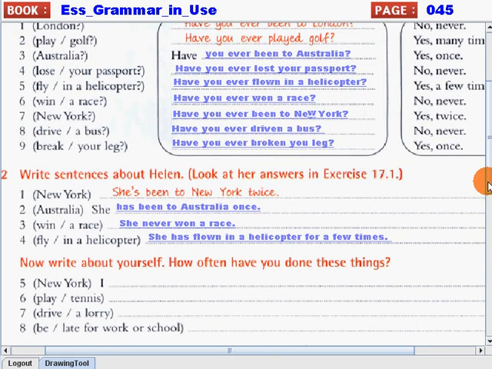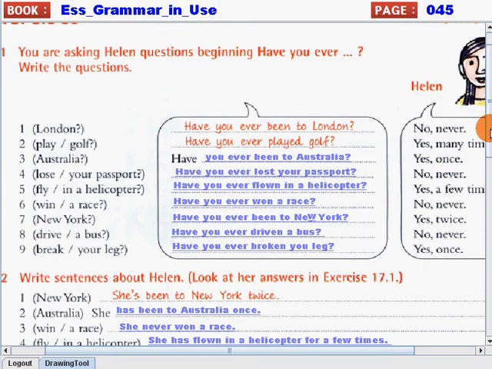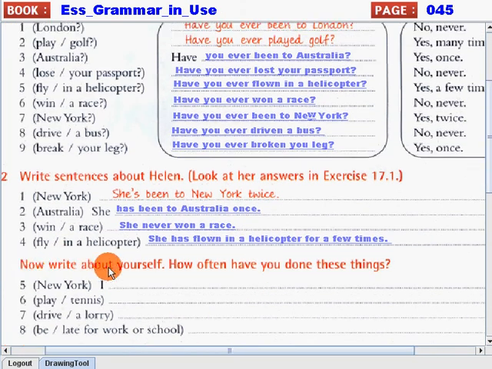Now after we talked about Helen, it's time for you to talk about yourself. Not about Helen. Write about yourself. How often have you done these things, like going to New York, playing tennis? Talk about yourself. Now pause this video and let's check it later. And don't cheat. Pause it first before you play.